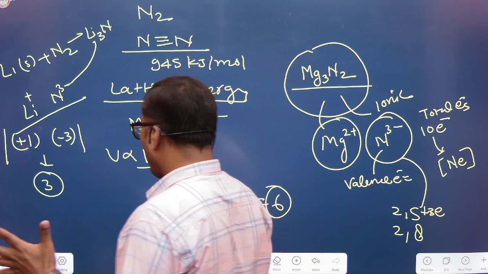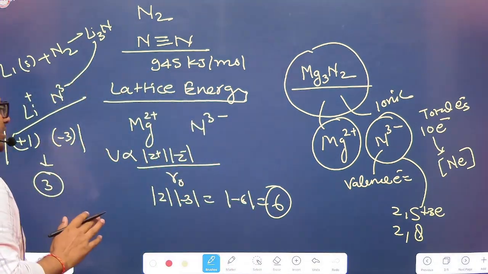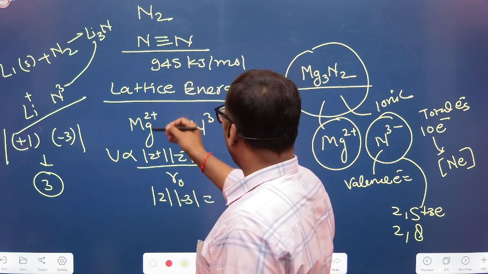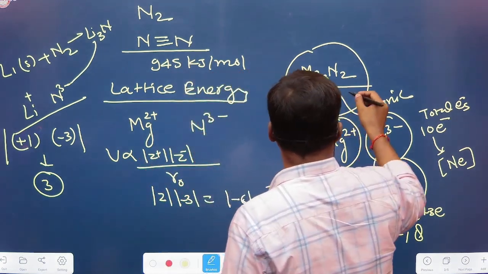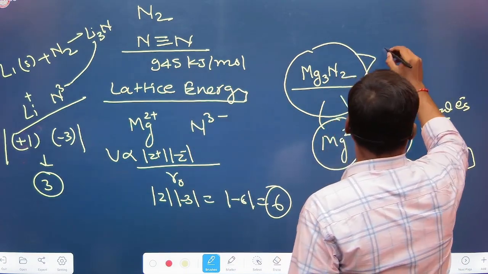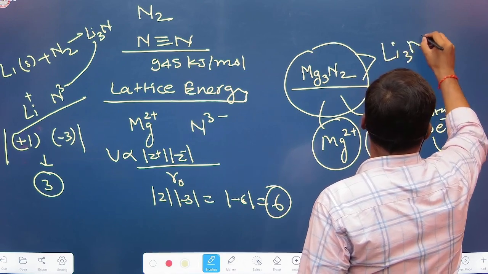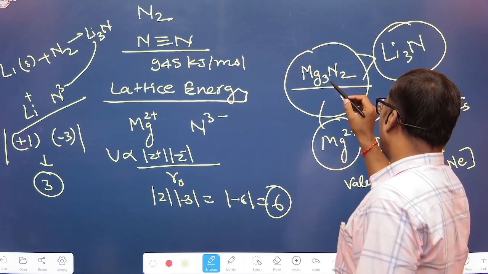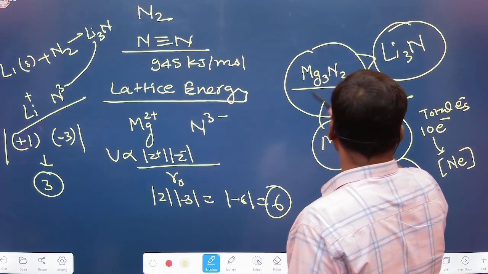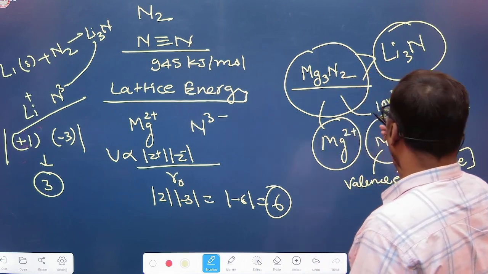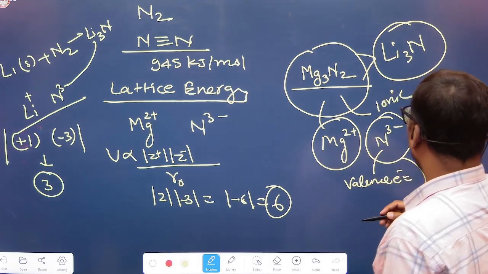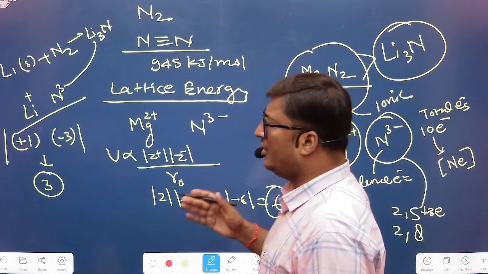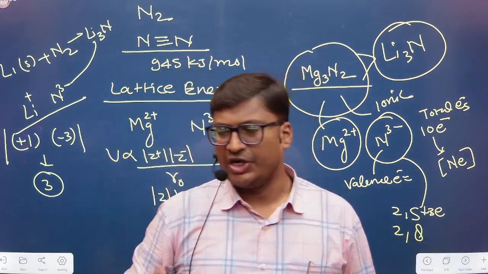So which one will be most stable and have high lattice energy? Naturally, through this calculation, you can say that the alkaline earth metal nitride Mg3N2 is more stable compared to Li3N. This is lithium nitride and this is magnesium nitride. Because of the high lattice energy, these compounds are highly stable, have very high melting points and are very tough materials. So they can be used for various purposes at an industrial or commercial scale.